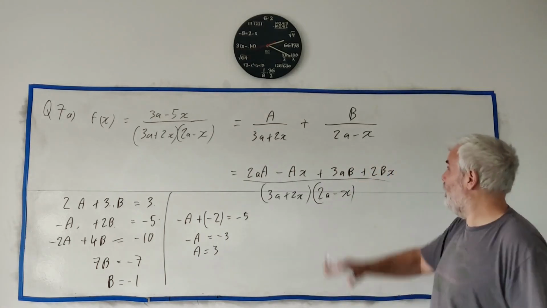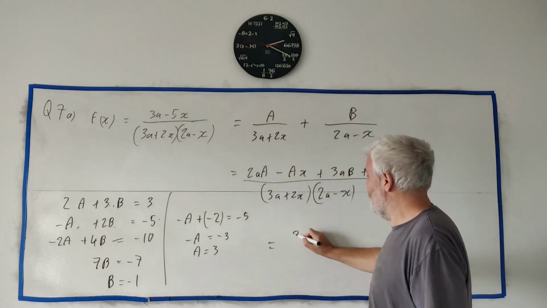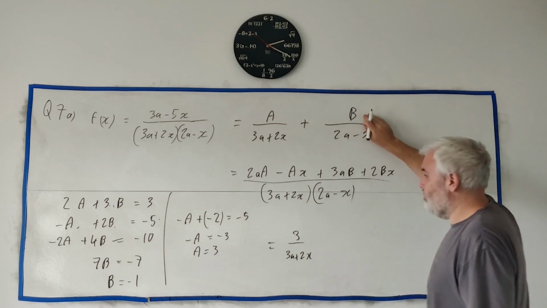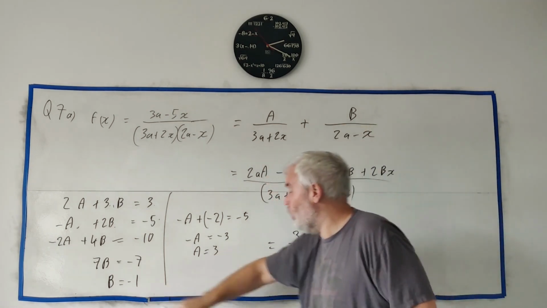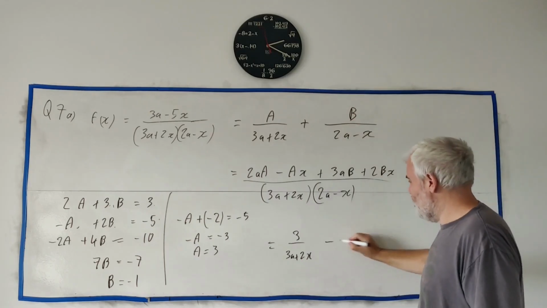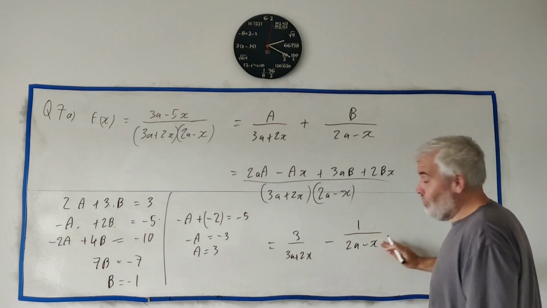But really what they want is for you to write this line again. Instead of A, they want you to put a 3 in: 3a plus 2x. Instead of B, they want you to put minus 1 in. It's okay to put plus minus 1, but really that's just a minus and 1 up here. And that's full marks right there.